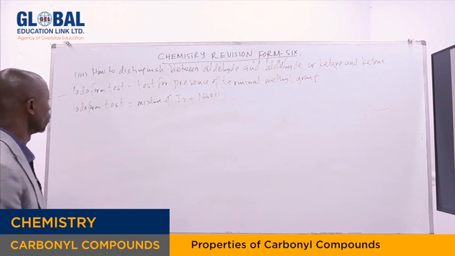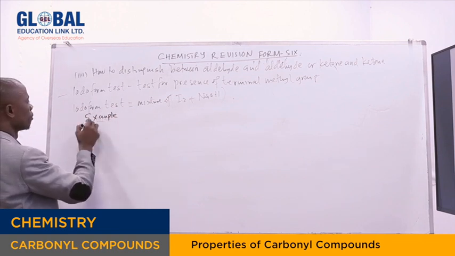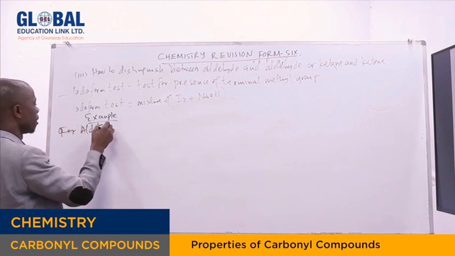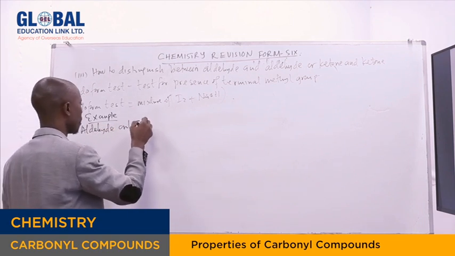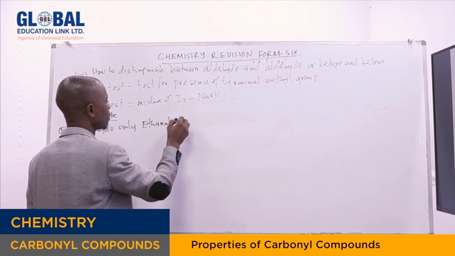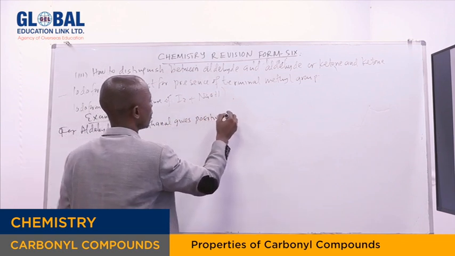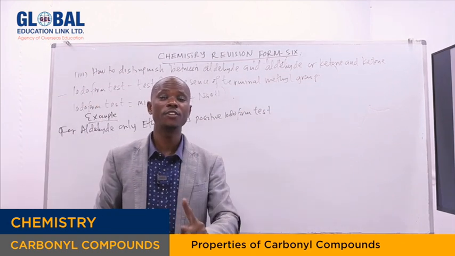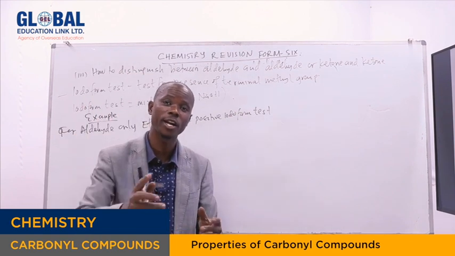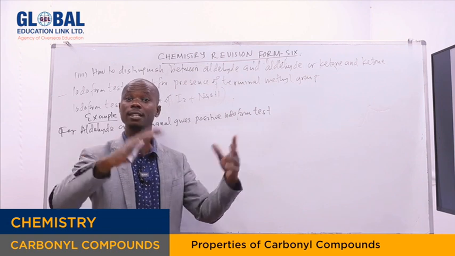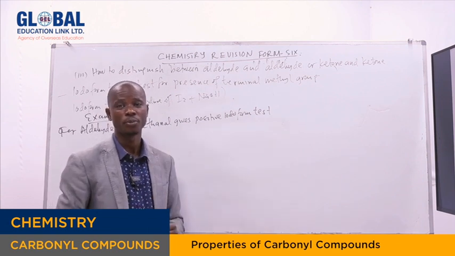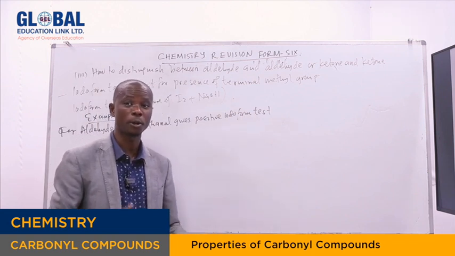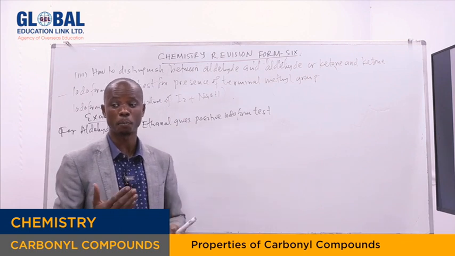Now, for example, for the case of alcohols, only ethanol will give the positive iodoform test because it is the only one which contains the terminal methyl group. But the rest of the alcohols will not give the positive iodoform test. So you can be told to differentiate between ethanol, for example, and propanol. Ethanol will give a positive iodoform test, propanol will not.